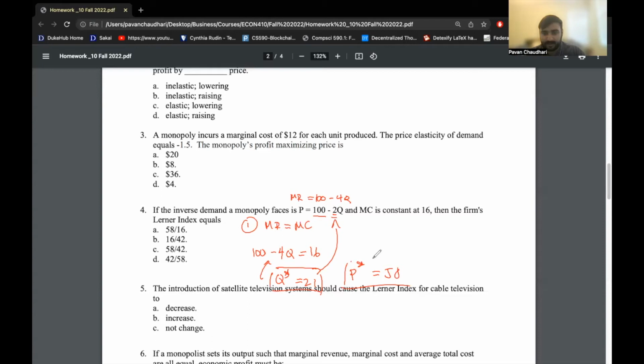Okay. And as I mentioned at the beginning, we're going to use that right-hand formula, which is (P minus MC) over P. So we get 58 minus 16 over 58, which is 42 over 58, which is answer choice D. It's worth noting here, the Lerner index is always between 0 and 1. So it's not going to be A and C, like right away off the bat, we can tell that. That's a good test taking strategy: eliminate what you know is not the answer.